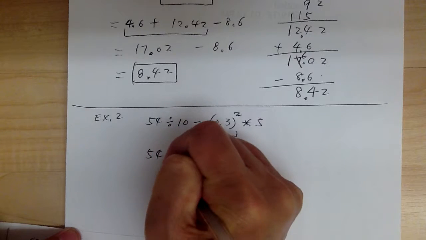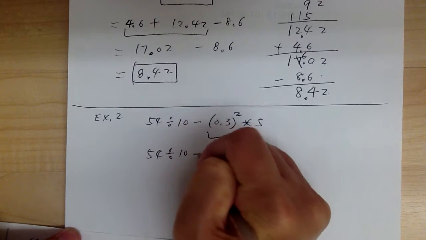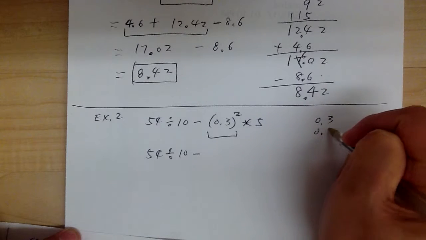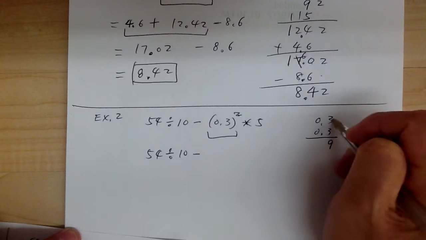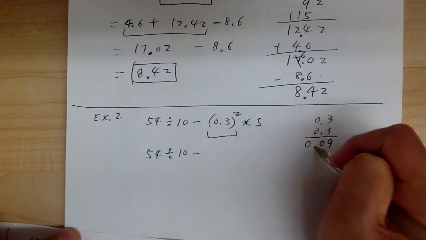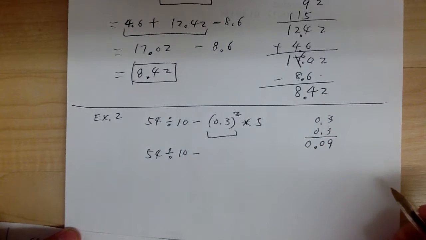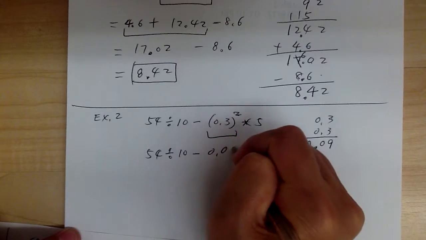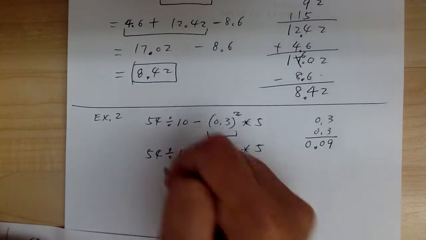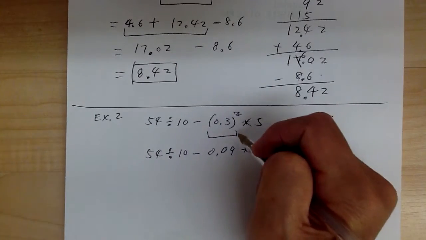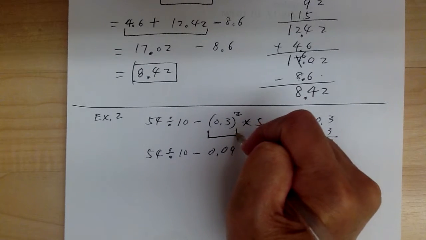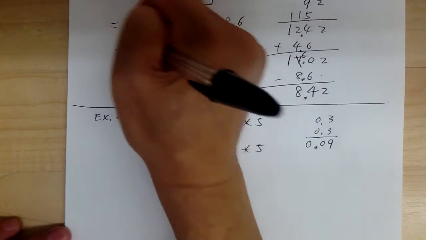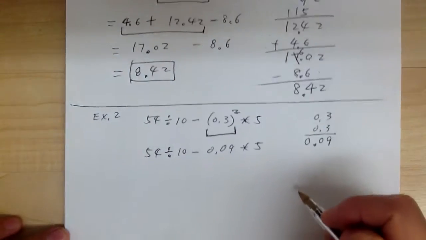So you have 54 divided by 10 minus, and you square that, going off to the side: 0.3 times 0.3. 3 times 3 is 9. There are 2 decimal places, so you're going to have 0.09. Notice I use this kind of bracket to show which step I am doing. It's a good idea to do that to show people what step you are doing.